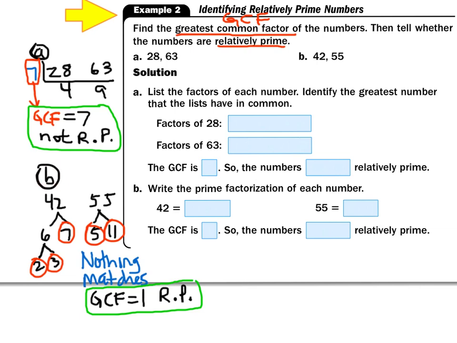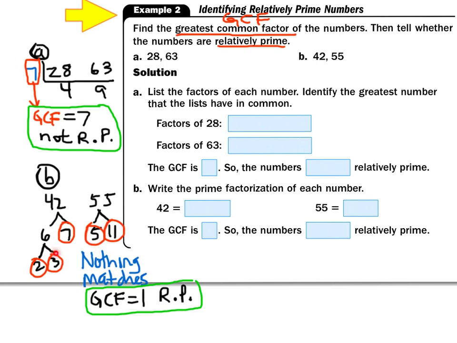Take a look at B. They want us to compare 42 and 55. So this time I'm showing you how you can use the trees to help you. So if I did a prime factor tree for 42, I broke it apart as 6 times 7 and I circled the 7, and then I broke apart 6 as 2 times 3 and I circled the 2 and circled the 3. With 55 I broke it apart to be 5 times 11.